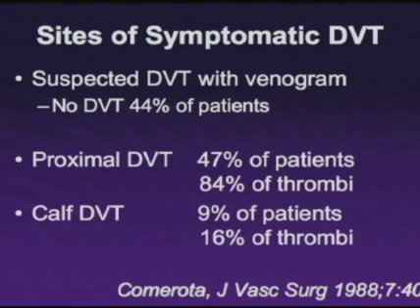Deep venous thrombosis can be symptomatic or asymptomatic. The location of the thrombi varies in those two groups. In the symptomatic DVT patients, the thrombi tend to be larger and involve the larger veins. As we can see from this study from the 1980s, using venography, 84% of the thrombi that were present in patients were in the proximal veins, while only 16% of the thrombi were present in the calf veins.